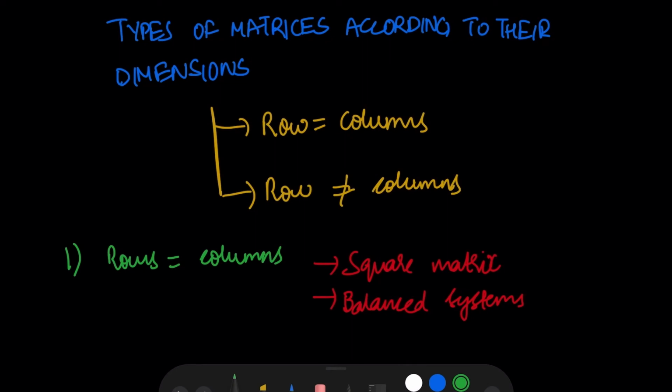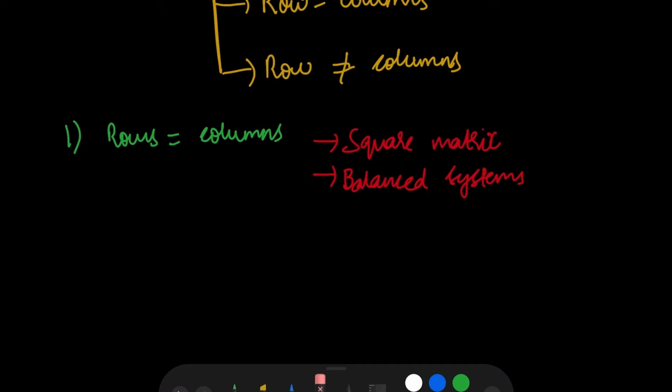So the matrices can be differentiated according to the dimensions in two ways. The first one is when the number of rows is equal to the number of columns, and the second case is when the number of rows is not equal to the number of columns. We'll discuss these two types of matrices in detail in this video. The first condition is when the number of rows is equal to the number of columns. They always make a square matrix, and these types of matrices are called balanced systems.